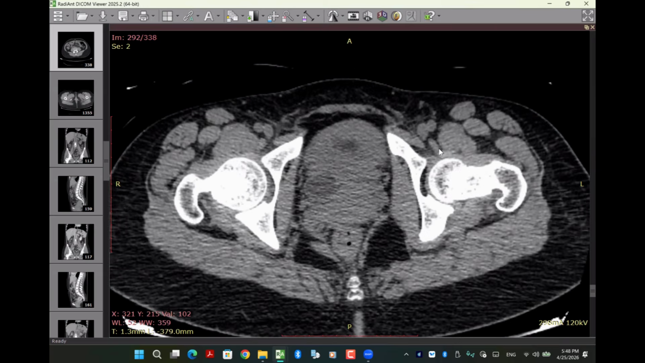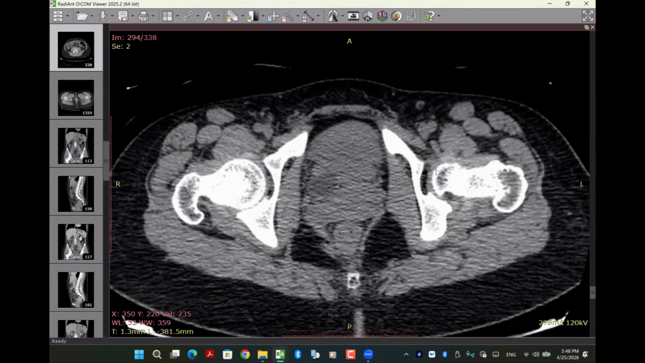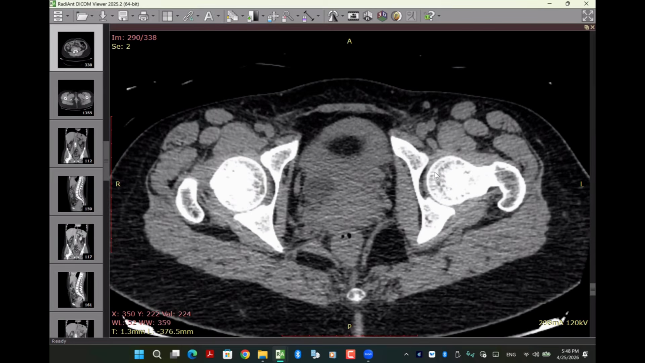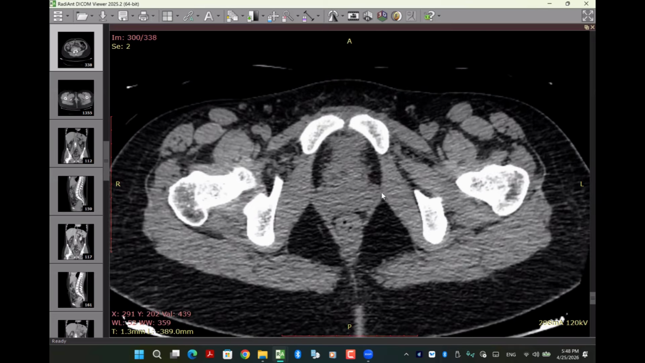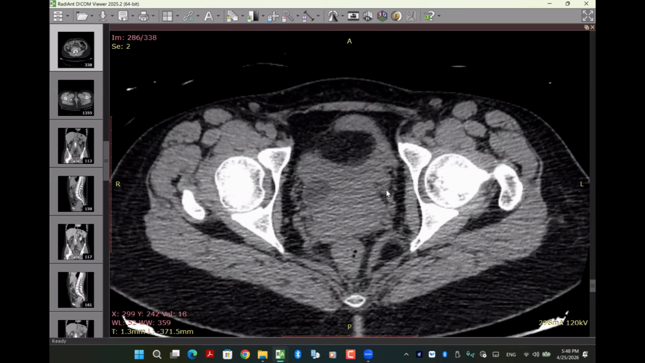This appears to be bladder. This appears to be urinary bladder, I think. This appears to be urinary bladder. That one, yeah, I think this is urinary bladder. Okay, what will you recommend for this case?